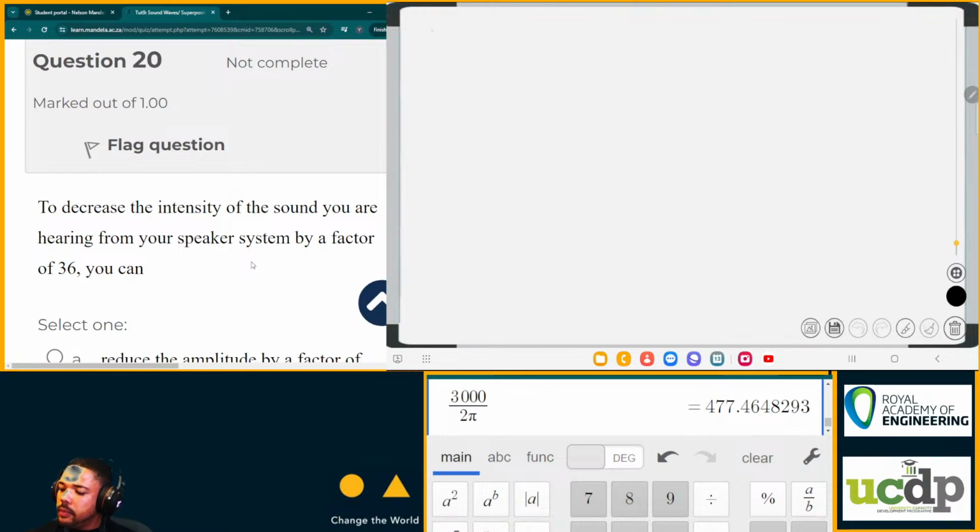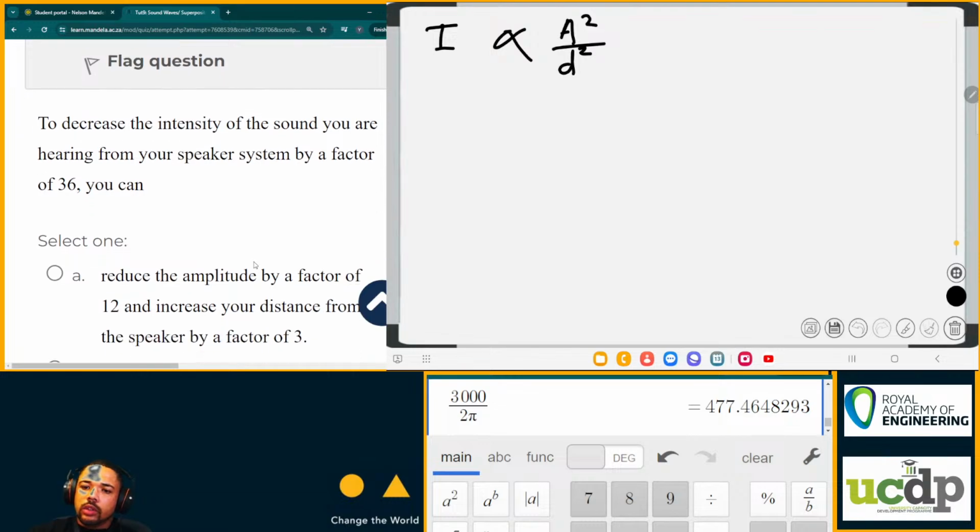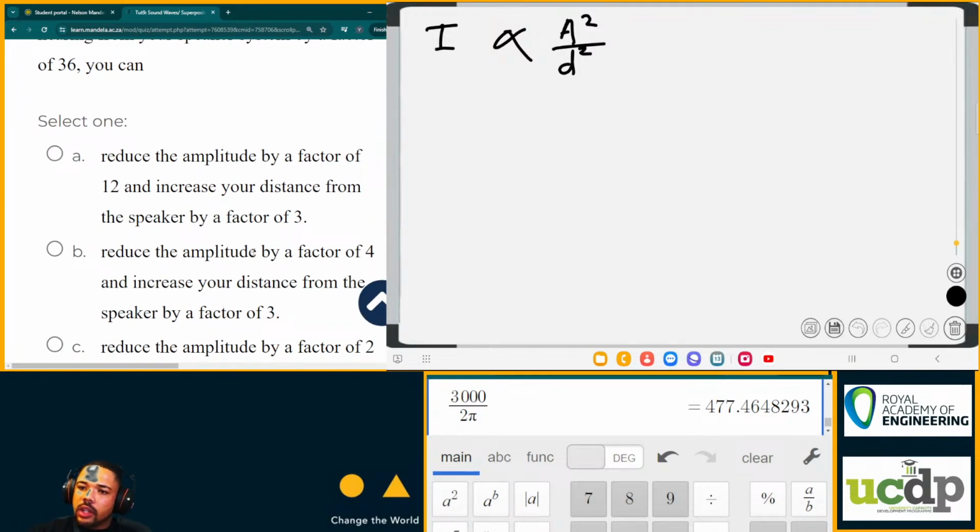Okay, so we have said that intensity is proportional to the square of the amplitude over the square of the distance. Now let's put in each one of those options. They wanted to reduce by a factor of 36. So let's take option A. Let's put in option A. Reduce the amplitude by a factor of 12.